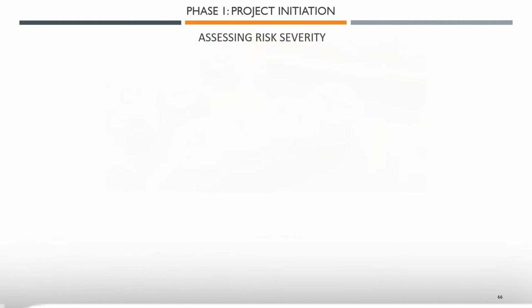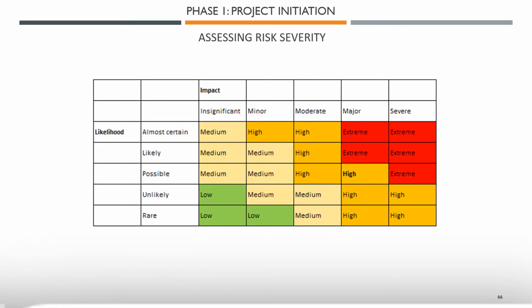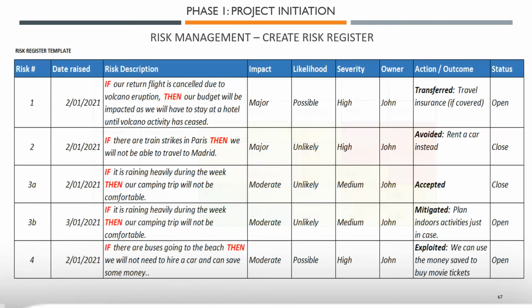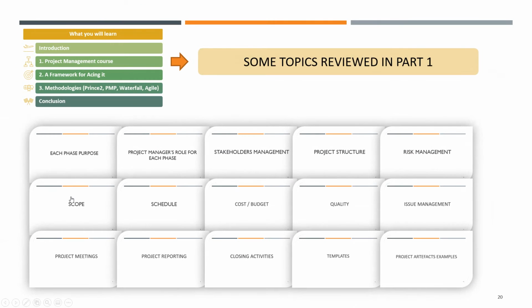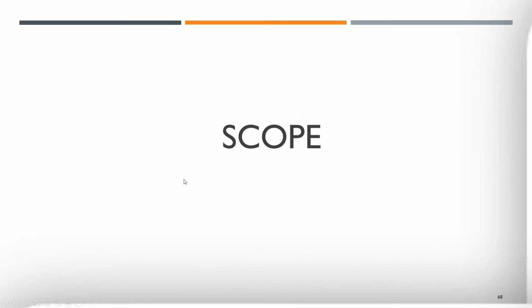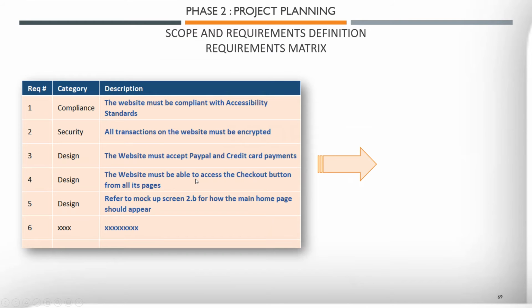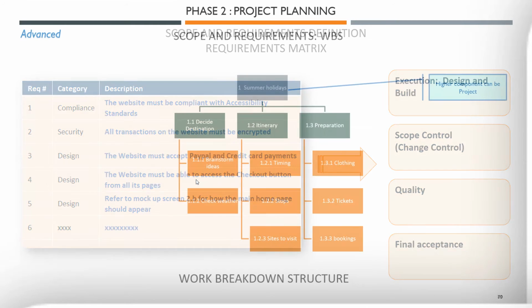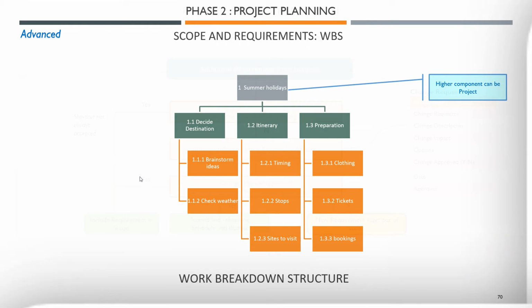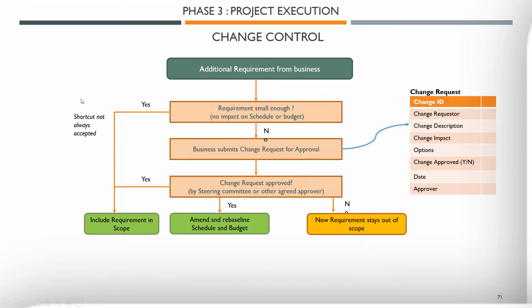We will review risk severity, how to assess it, and we will review a very precise example of a risk register. So how to structure it properly and the different types of outcome that we could have for each risk listed. We'll review scope, the importance of scope, what is it used for, how to create it, and we'll review the change control process.